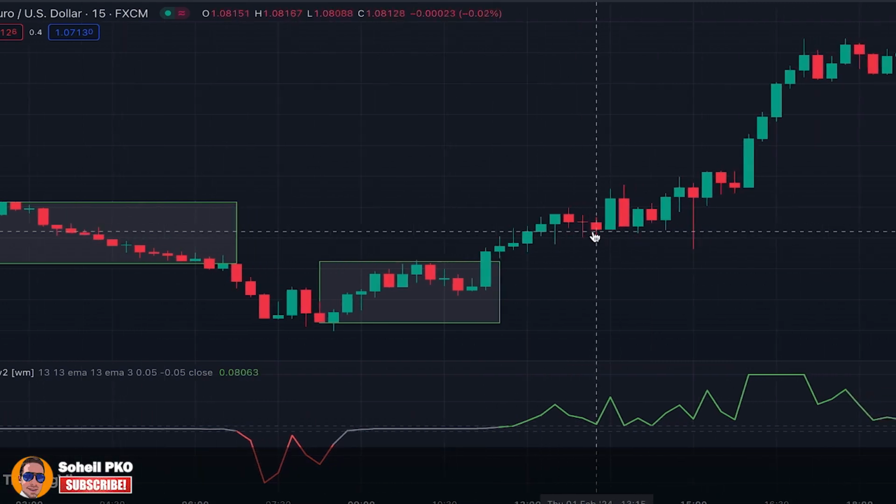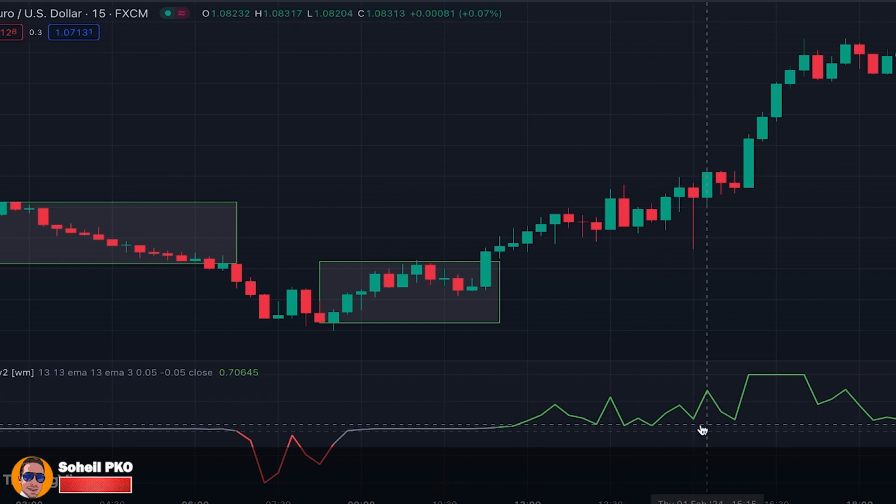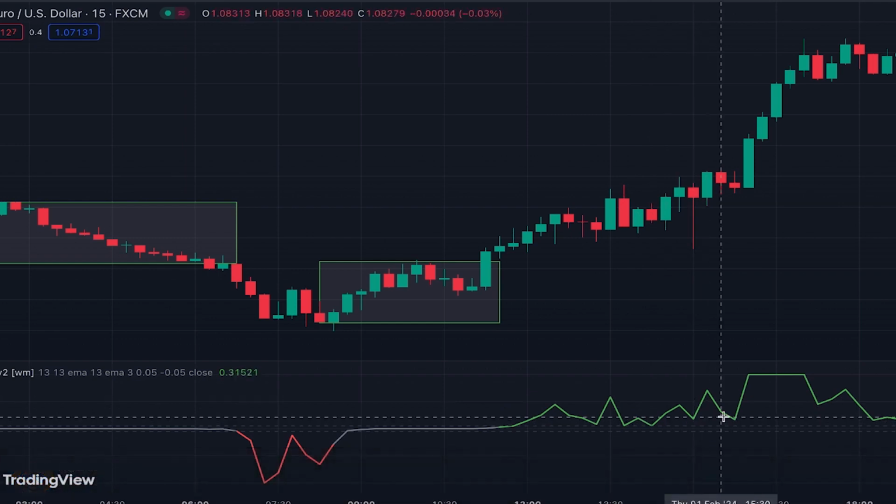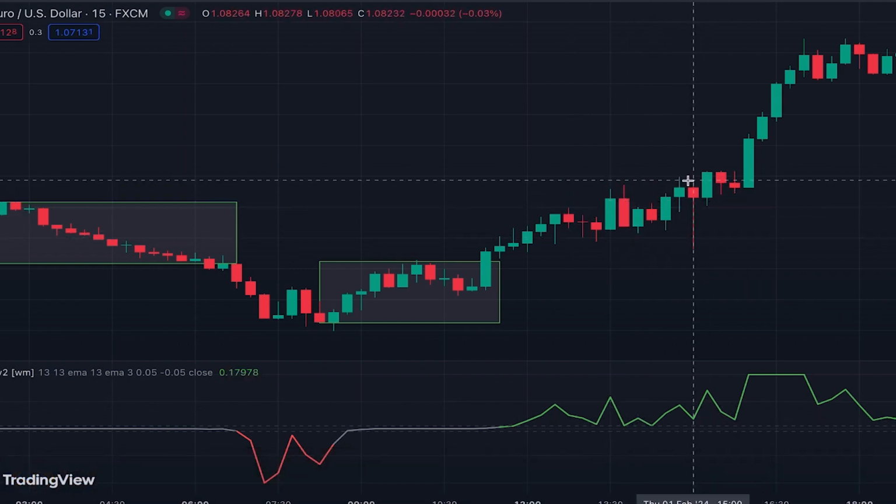As I mentioned earlier, in times that the oscillator moves to 0, it shows weakness in the upside momentum that can be because of pullbacks or even red candles forming on the chart.